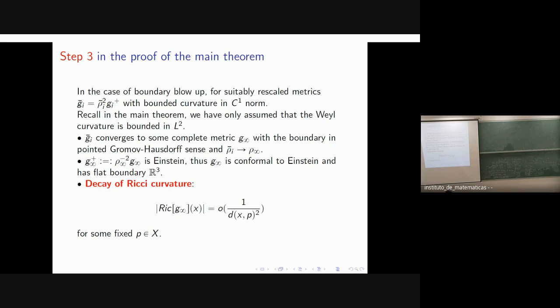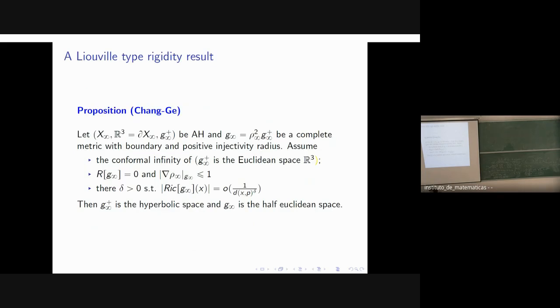So the final theorem we have proved is really the following rigidity theorem. Sorry for the back and forth of this blackboard and so on. Okay, so the rigidity theorem is the following.